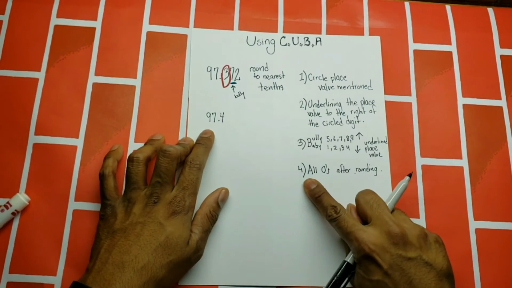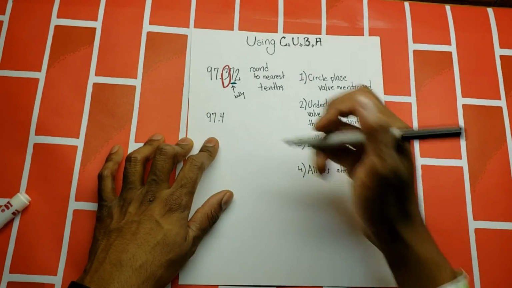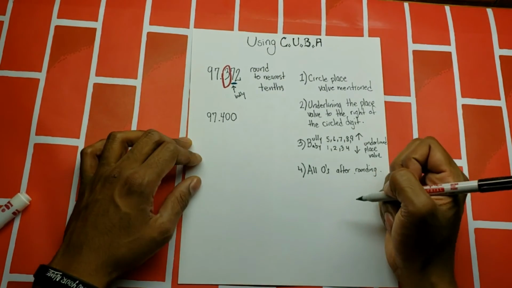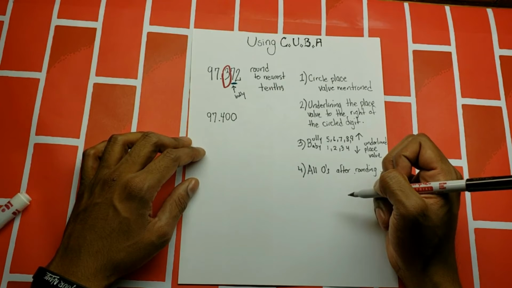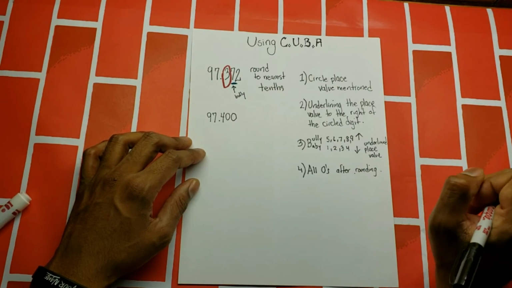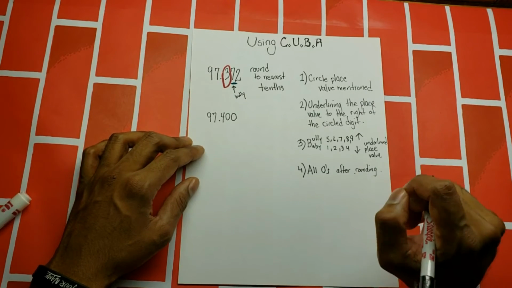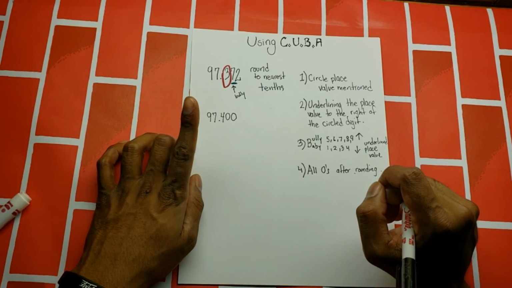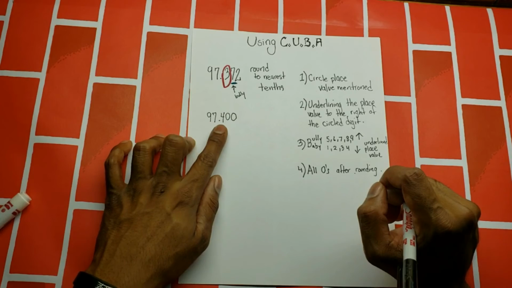And now step 4 says all zeros after rounding. 0, 0. So the number 97 and 372 thousandths rounded to the nearest tenths will give me 97 and 4 tenths, or 97 and 4 thousandths.